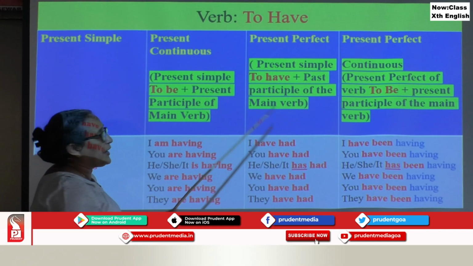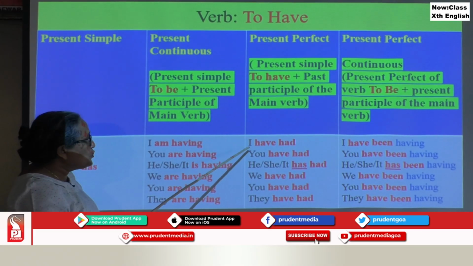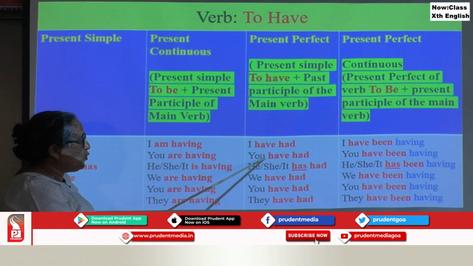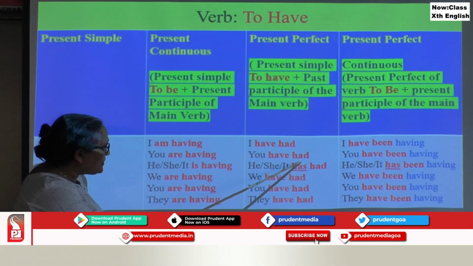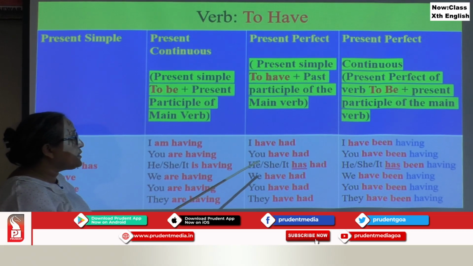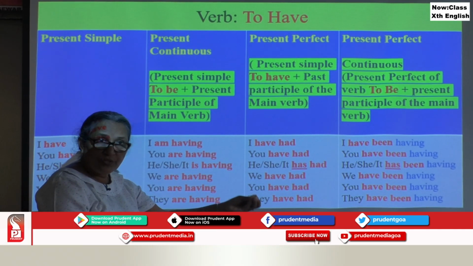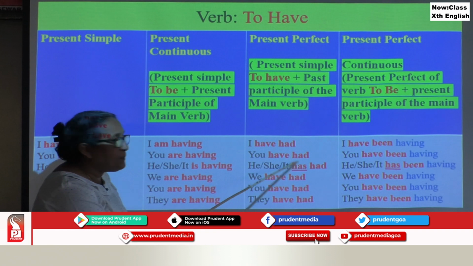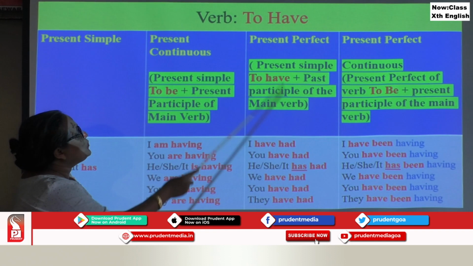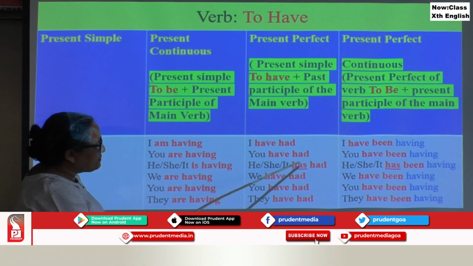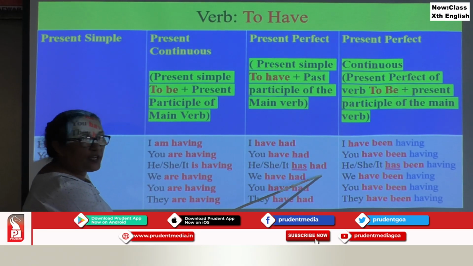Past, present perfect. The word perfect signifies use of verb to have. So I have, you have, he, she, it has. Why am I highlighting this has? So that you should not put he, she, it have. You should be aware that the third person changes. And what is the past participle of the main verb to have? Past participle is had. So I have had, you have had, he, she, it has had.